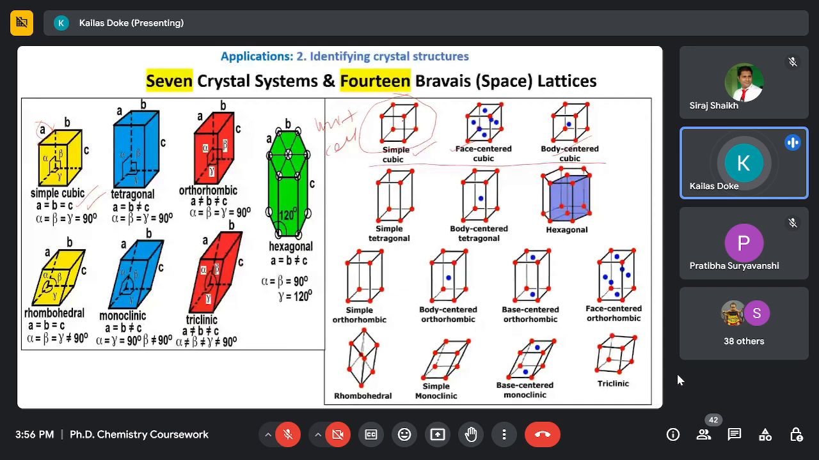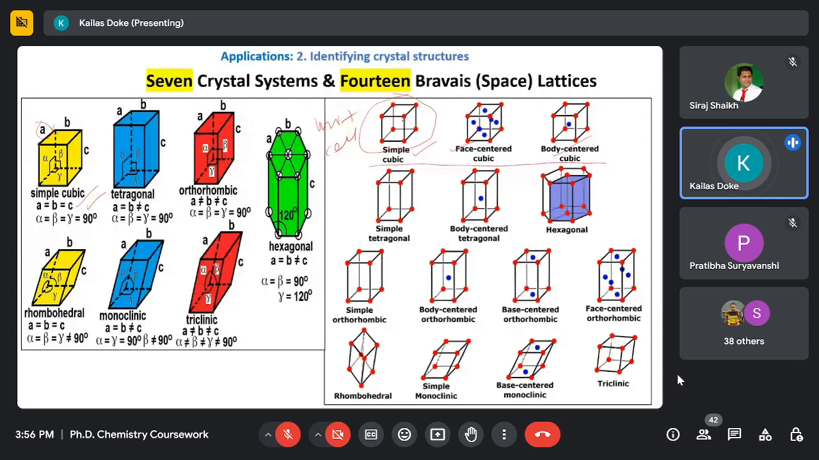Within 3D space, in one unit cell, how the constituent atoms are arranged is called a space lattice. Likewise, the tetragonal system has only 2 lattices, the hexagonal system has only 1 lattice, the orthorhombic has 4 space lattices, and rhombohedral 1, monoclinic 2 and triclinic 1. So total together, these are called the 14 space lattices or Bravais lattices.